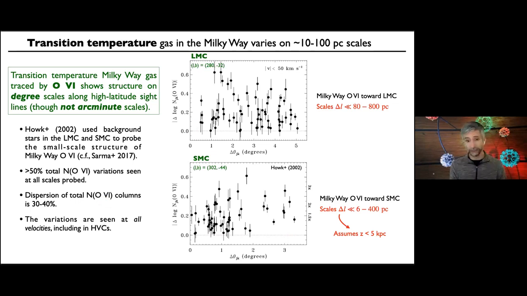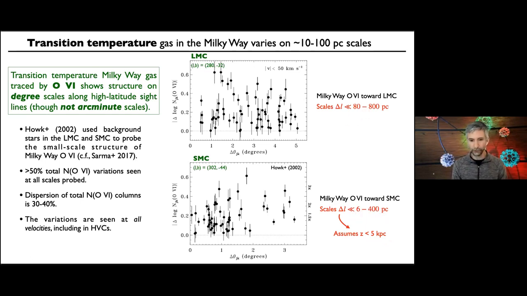Variations are seen in all velocities. That includes the low velocity gas, the intermediate velocity gas, and the high velocity gas. So there is a lot of structure in this. When you do an autocorrelation, you find there's no preferred scale for this down to the smallest scales that we can measure. Now, if you make the assumption that O6 resides within about 5 kiloparsecs of the disk, which is what you expect for high velocity clouds and such, and it's a few times the typical scale height that's calculated for the oxygen-6 in the Milky Way, then the scales that you're talking about here are less than a few tens of parsecs typically.